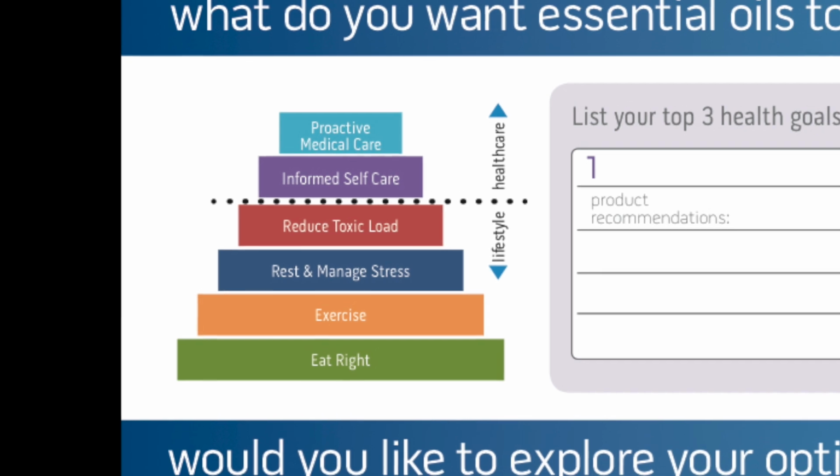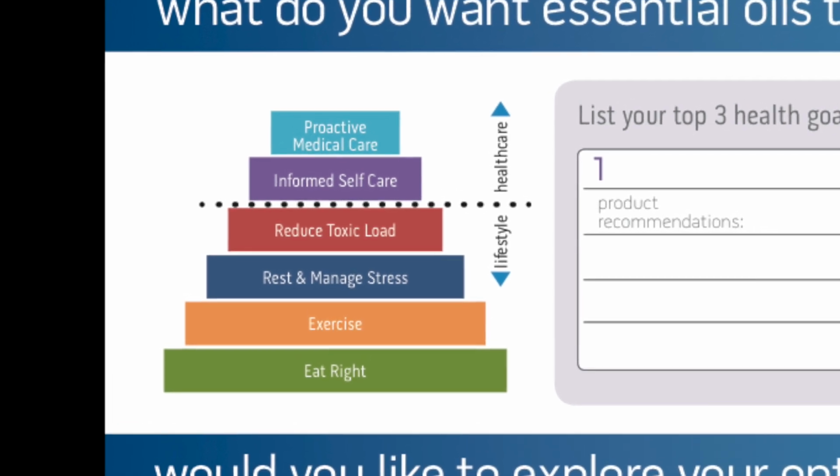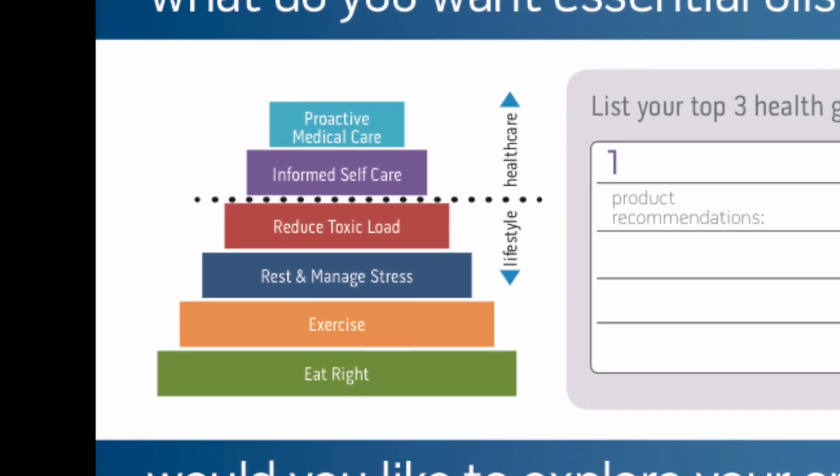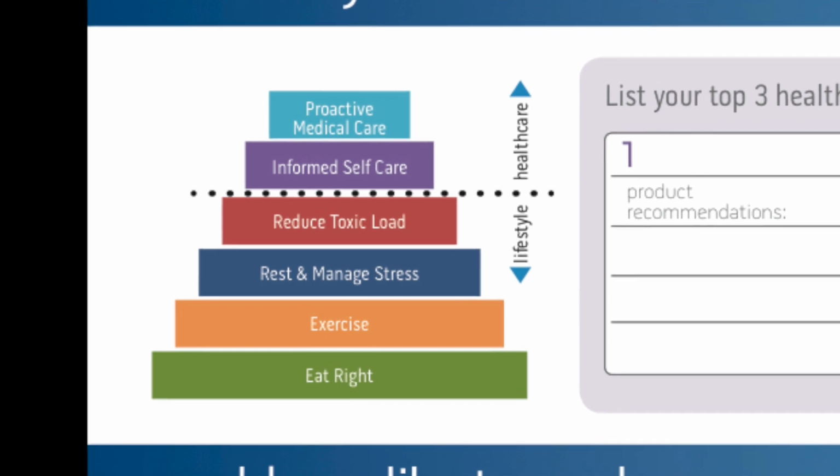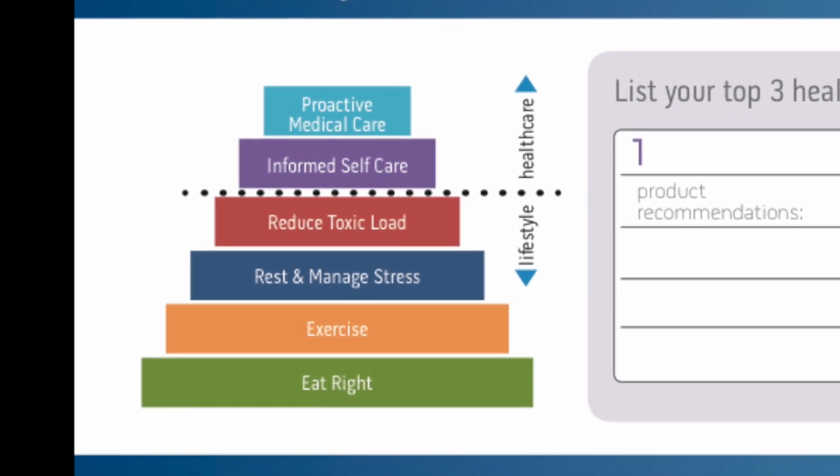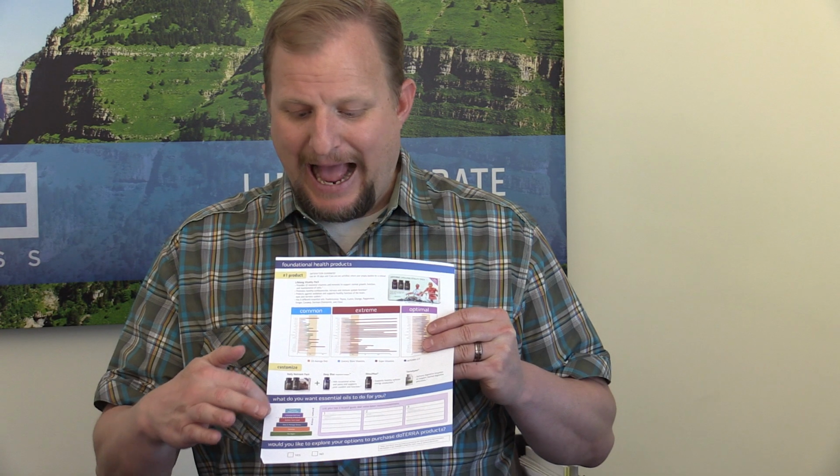The last part of the class is basically where you're explaining the doTERRA Health Pyramid, explaining how using essential oils is important, of course, but also starting with eating right, exercise, rest and managing stress, and reducing your toxic load, and how that kind of fits in.